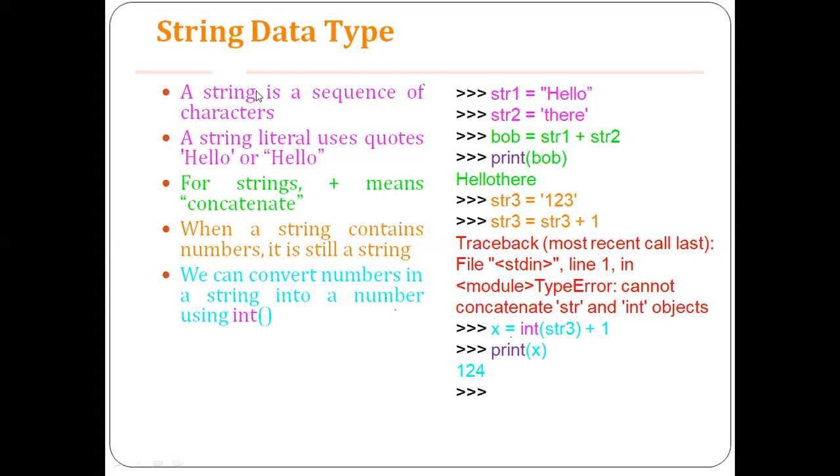So a string is nothing but a sequence of characters, or a group of characters, and all the string letters can be enclosed either in single quotes or double quotes. And for concatenation, we use the plus operator, right? Even if you are using numbers as a string, they are still treated as a string instead of numbers.